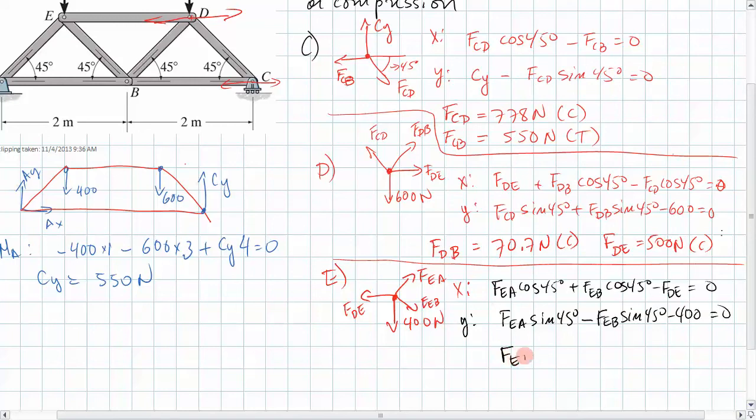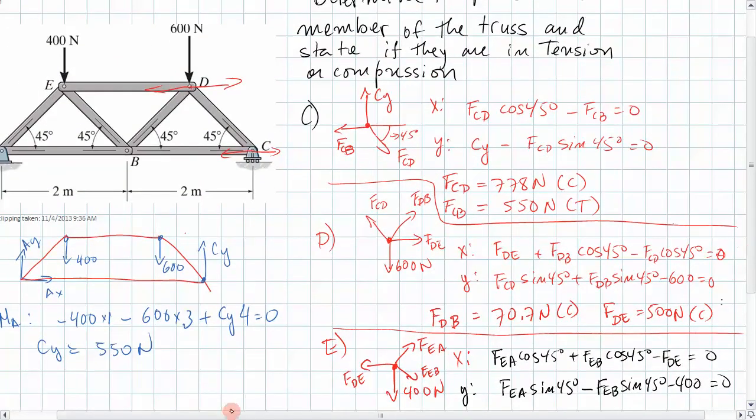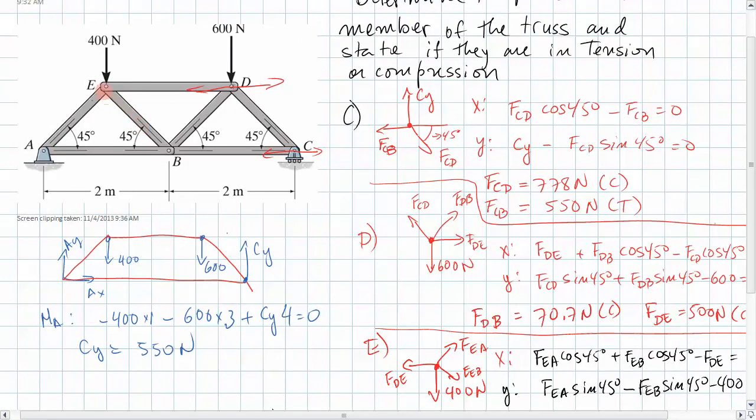And when I do that, I get that FEA is equal to, I'm looking at my notes here, 636 newtons, and this one is in compression. And finally, FEB is equal to 70.7 newtons, and that one is in tension. Okay, let's just go back to the picture. So I have all this, right? So all I need is this one here.